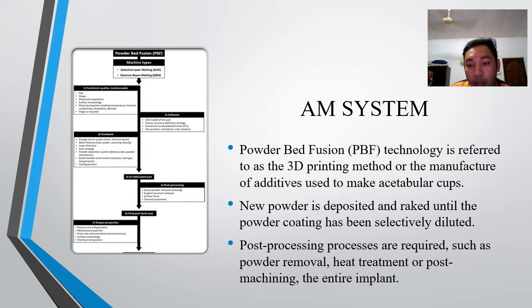The AM method we use is powder bed fusion. It is referred to as the 3D printing method, or additive manufacturing, used to make the acetabular cup. How it works is the powder is deposited and recoated until the powder layer has been selectively melted, and post-processing is required such as powder removal, heat treatment, or post-machining and tire implant.